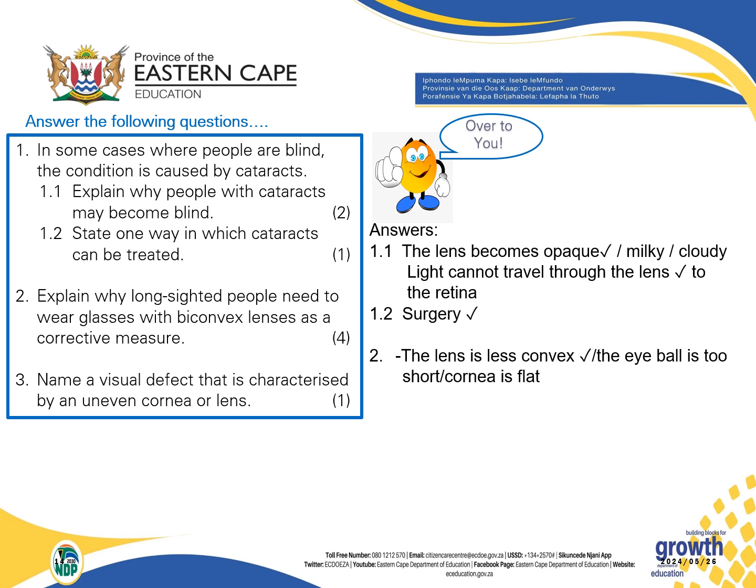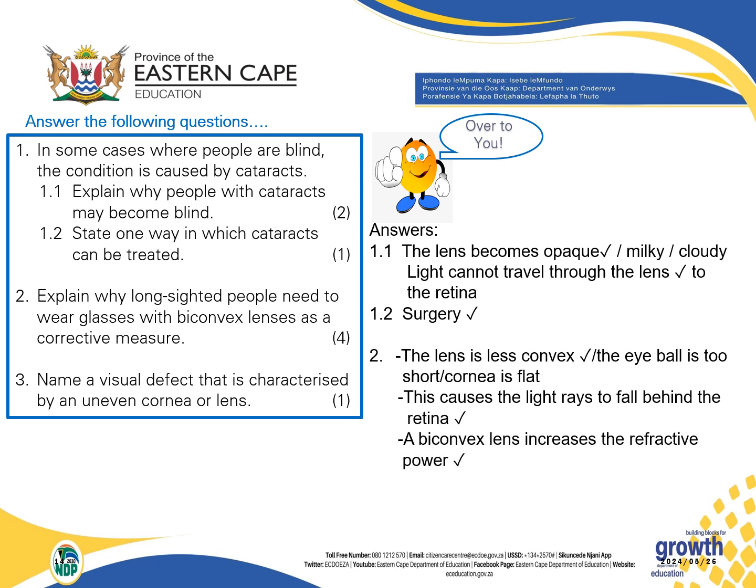Number 2, explain why long-sighted people need to wear glasses with biconvex lenses. The reason for this is that the lens is less convex, or the eyeball is too short, or it may be caused by a cornea that is too flat. This means that light is not being bent enough. Therefore, it causes the light rays to form behind the retina.